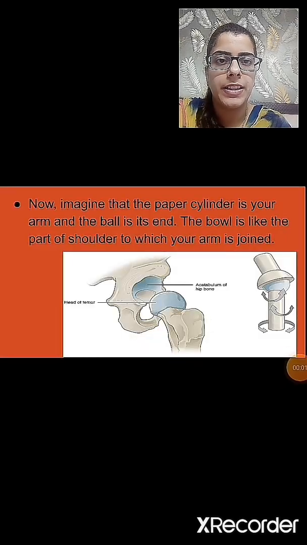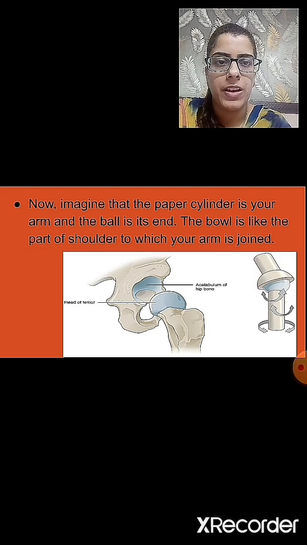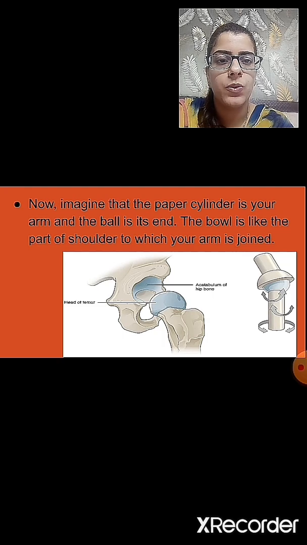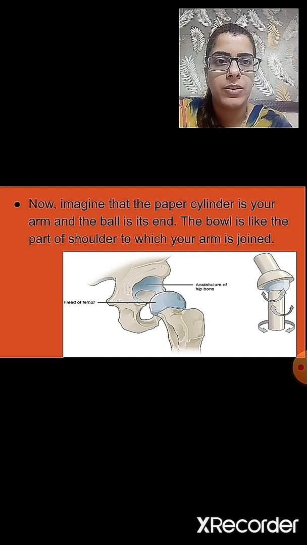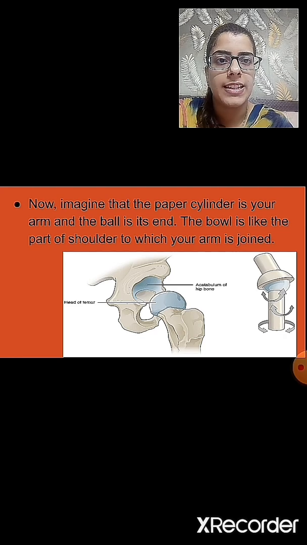Now let us compare the model that we have made using the paper, ball and bowl with the actual joint present in our body. Imagine the paper cylinder is your arm, and the ball is its end. The bowl is like the part of the shoulder to which your arm is joined. So the model resembles the joint that is present in our body.